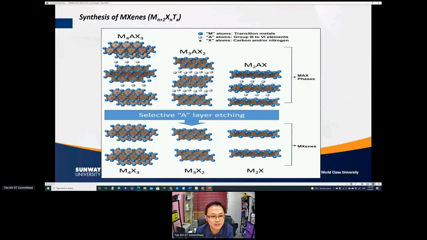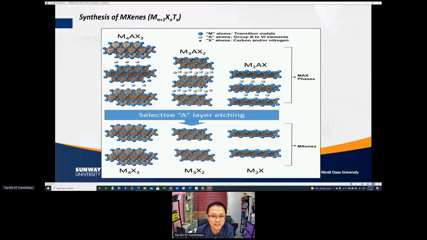So I will give a brief introduction on basically how we can get a MXene. We actually start from the MAX phase. We give a name as a MAX phase. This is basically a ternary carbide or nitride complicated structure, which is MAX. And it's quite complex. In between the MAX phase layer, we have the layer of the A atom. We represent it by the A atom.